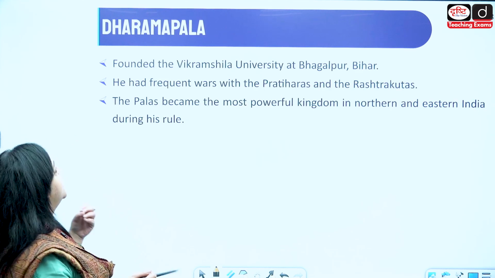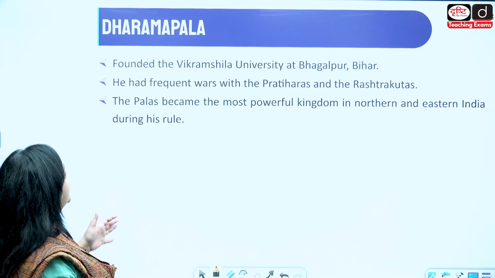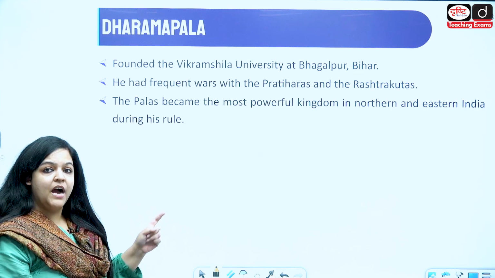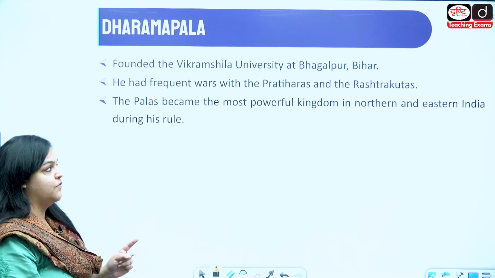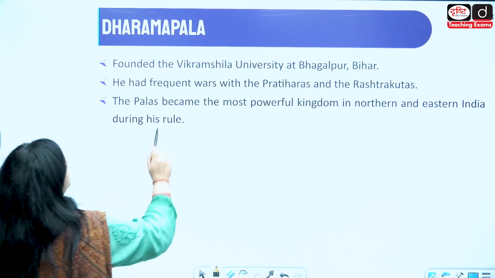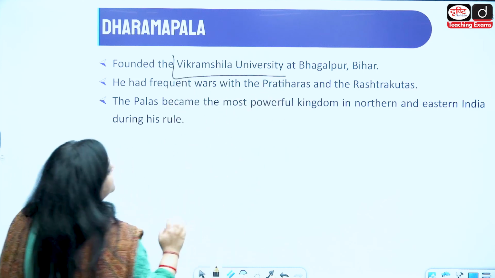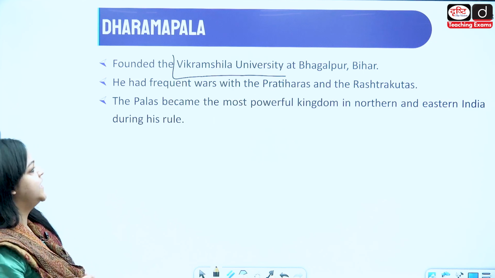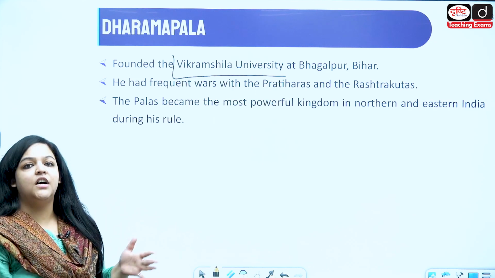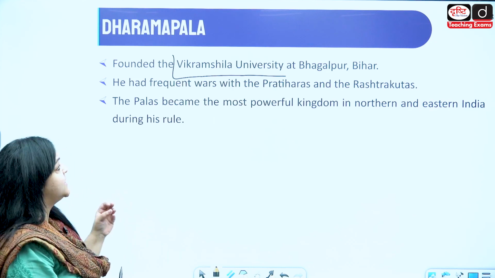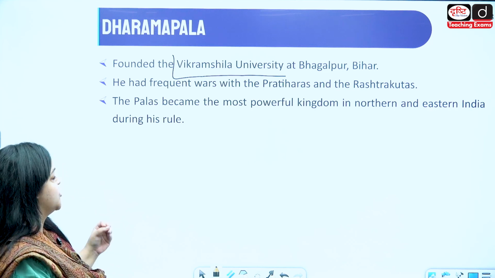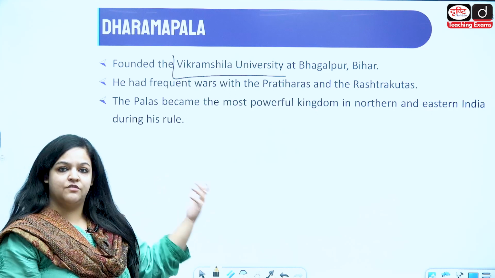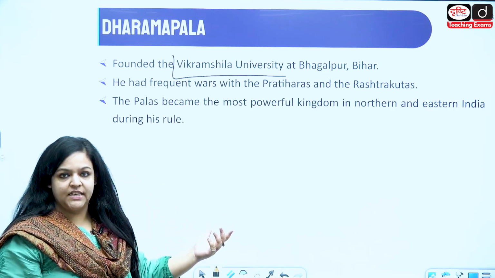Let us see the next ruler, and that is Dharampal. So what has Dharampal contributed? He was the one who founded the Vikramshila University in Bhagalpur, Bihar. Okay, what has he done? He has founded the Vikramshila University. That is his major contribution. Now, he had frequent wars with the Pratiharas and the Rashtrakutas. We will be discussing them as well.